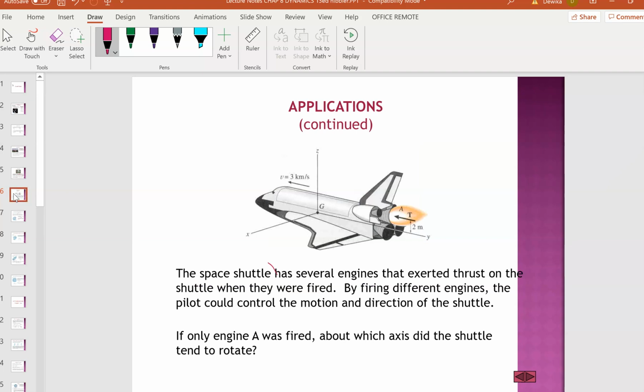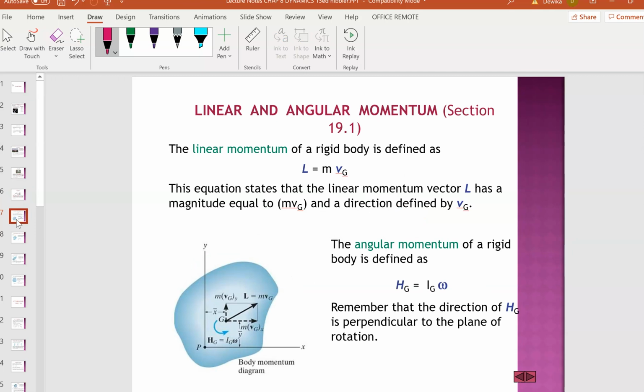Another application is the space shuttle, which has several engines that exert thrust on the shuttle when fired. By firing different engines, the pilot can control the motion and direction of the shuttle. So that's one example.